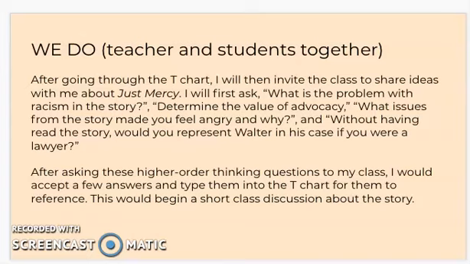After asking these higher order thinking questions to my class, I would accept a few answers and type them into the T-chart up front for them to reference. This would begin a short class discussion about the story.